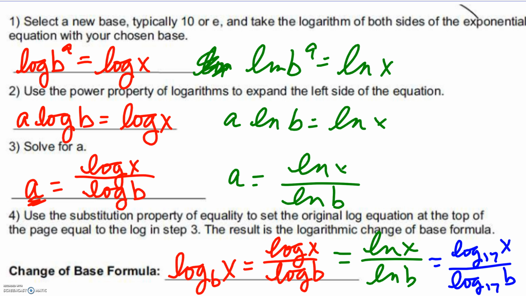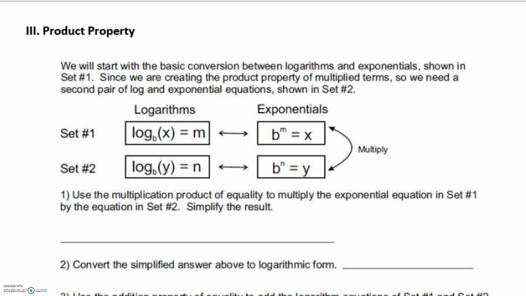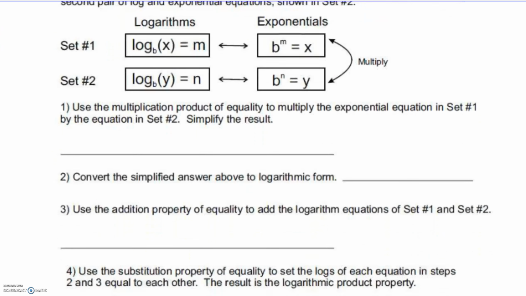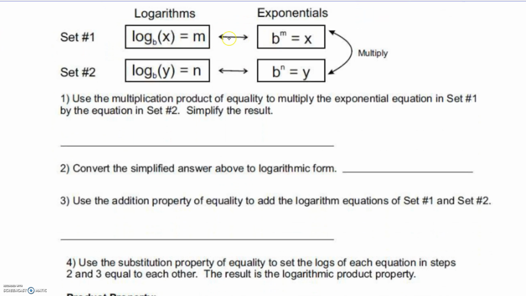Okay, so those are the first two properties. Now let's go over to the backside there and look at the last two. The first one is the product property, and for this one we start with two different sets of log and equivalent exponential expressions. Log base b of x is m is equivalent to b to the m equals x, and log base b of y equals n is equivalent to b to the n equals y.